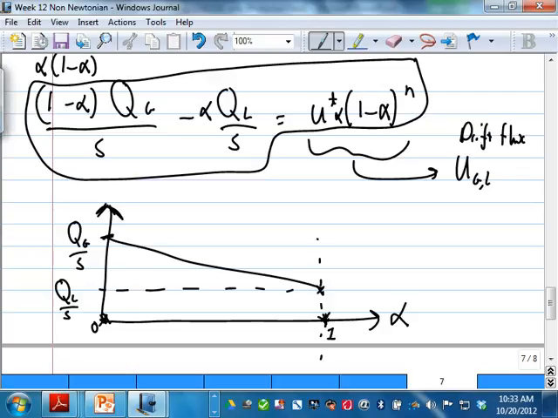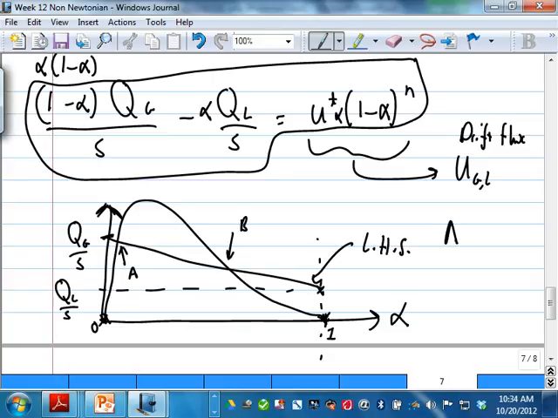So if you plot, this is the left hand side. This is the right hand side. If you vary alpha between 0 and 1 and put down the values, you get something like this. So in this case, you will have two solutions, solution A and solution B. A is basically alpha, void fraction small.